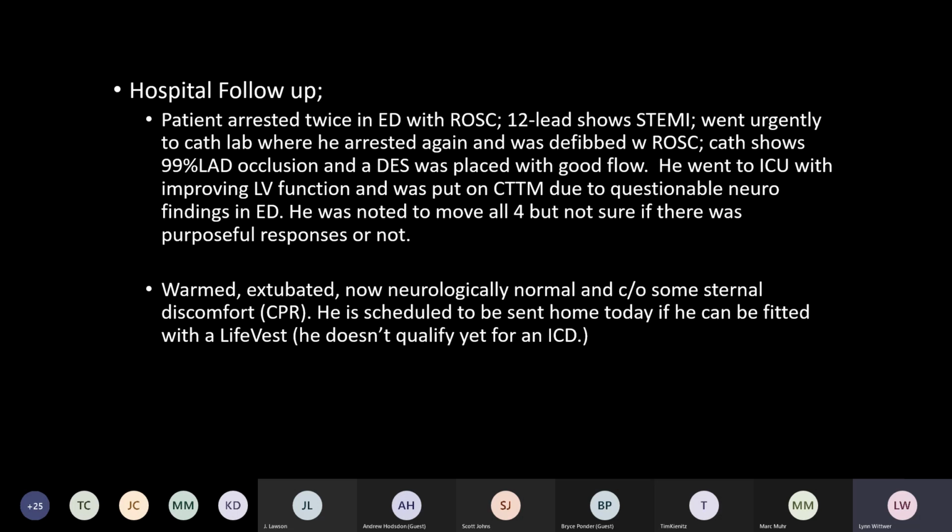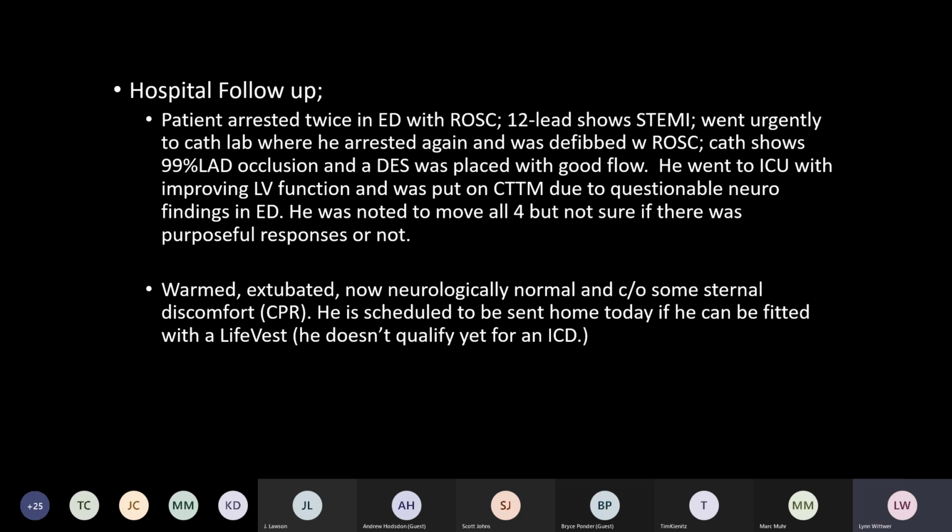They did controlled temperature management because he had questionable neural findings in the ED. Now, he kept arresting, plus he had some fentanyl and some midazolam on board. They didn't know if he was doing purposeful movement. He was moving all four, but they didn't know. So they kept him cold for about 24 hours. Then they warmed him. He was extubated perfectly well.